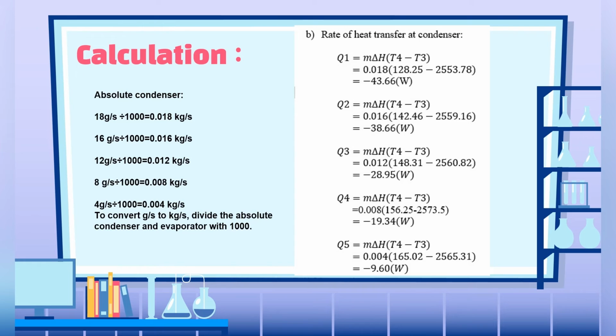So we obtain the values for Q1 until Q5. Q1 equals negative 43.66 watt, Q2 negative 38.66 watt, Q3 negative 28.55 watt, Q4 negative 19.24 watt, Q5 negative 9.60 watt.